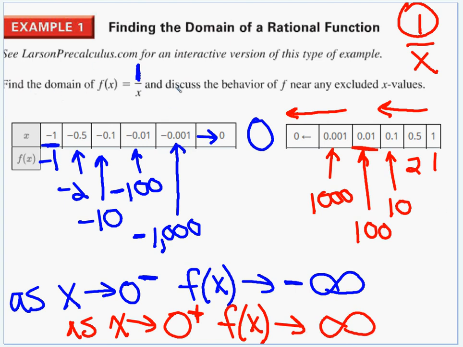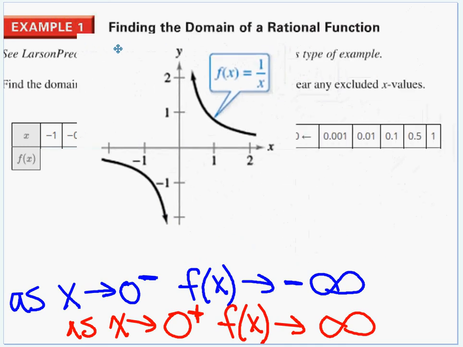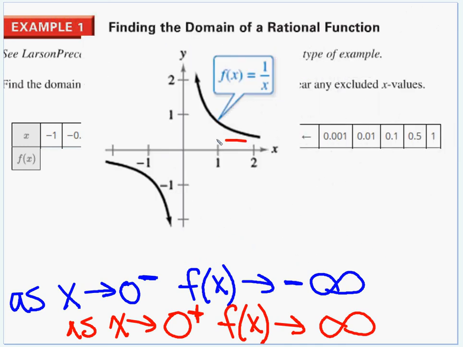There we go. Find the domain, all the numbers except 0. Discuss the behavior. So as we get close to that, we're heading up to positive or down to negative infinity. And if we look at the graph, it'll make a little more sense. Here we go. So as we approached 0 from the right, our values started climbing and climbing and climbing. They're heading for infinity. As we come in from the other side here, our values were negative, and they were getting very deep, very negative, very quickly. We're heading down to negative infinity.